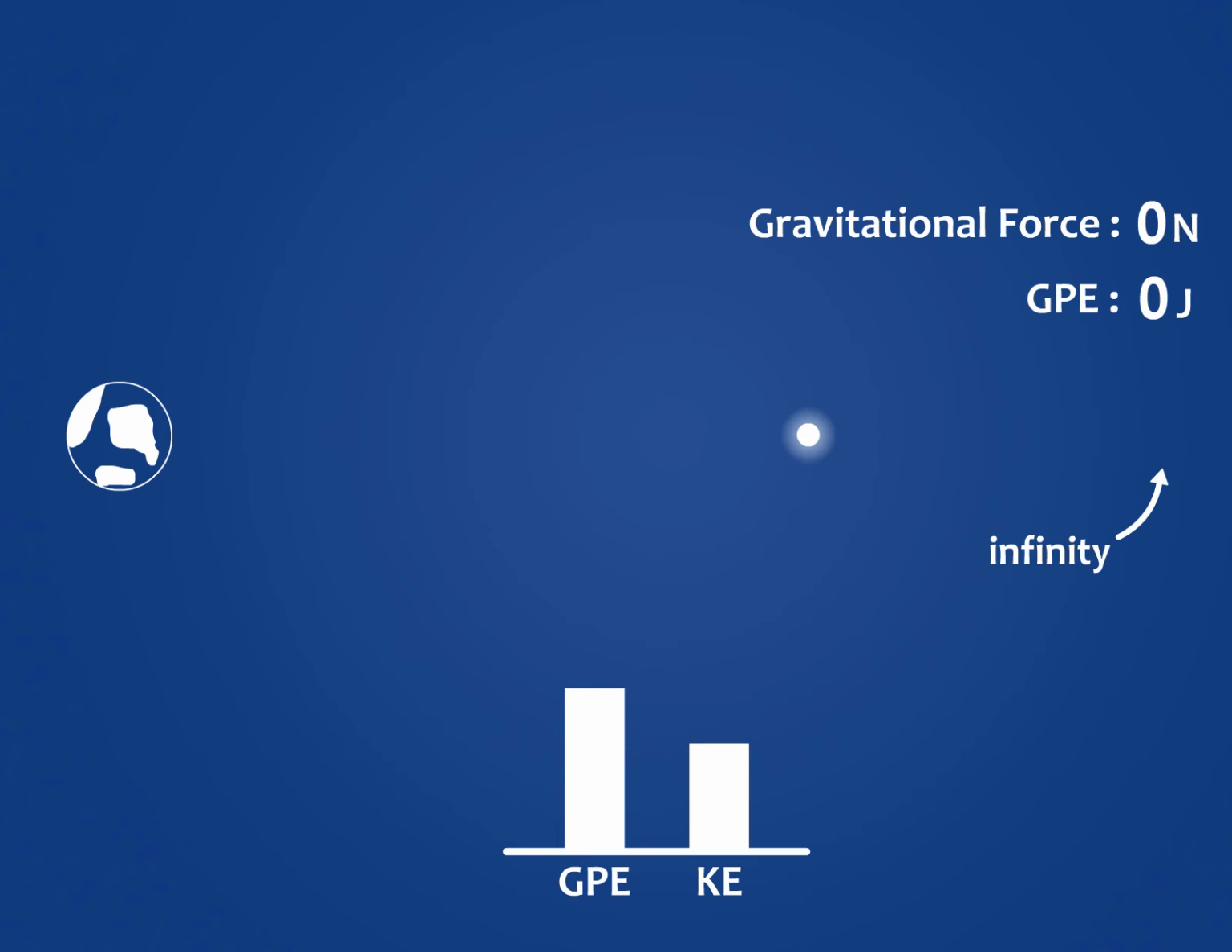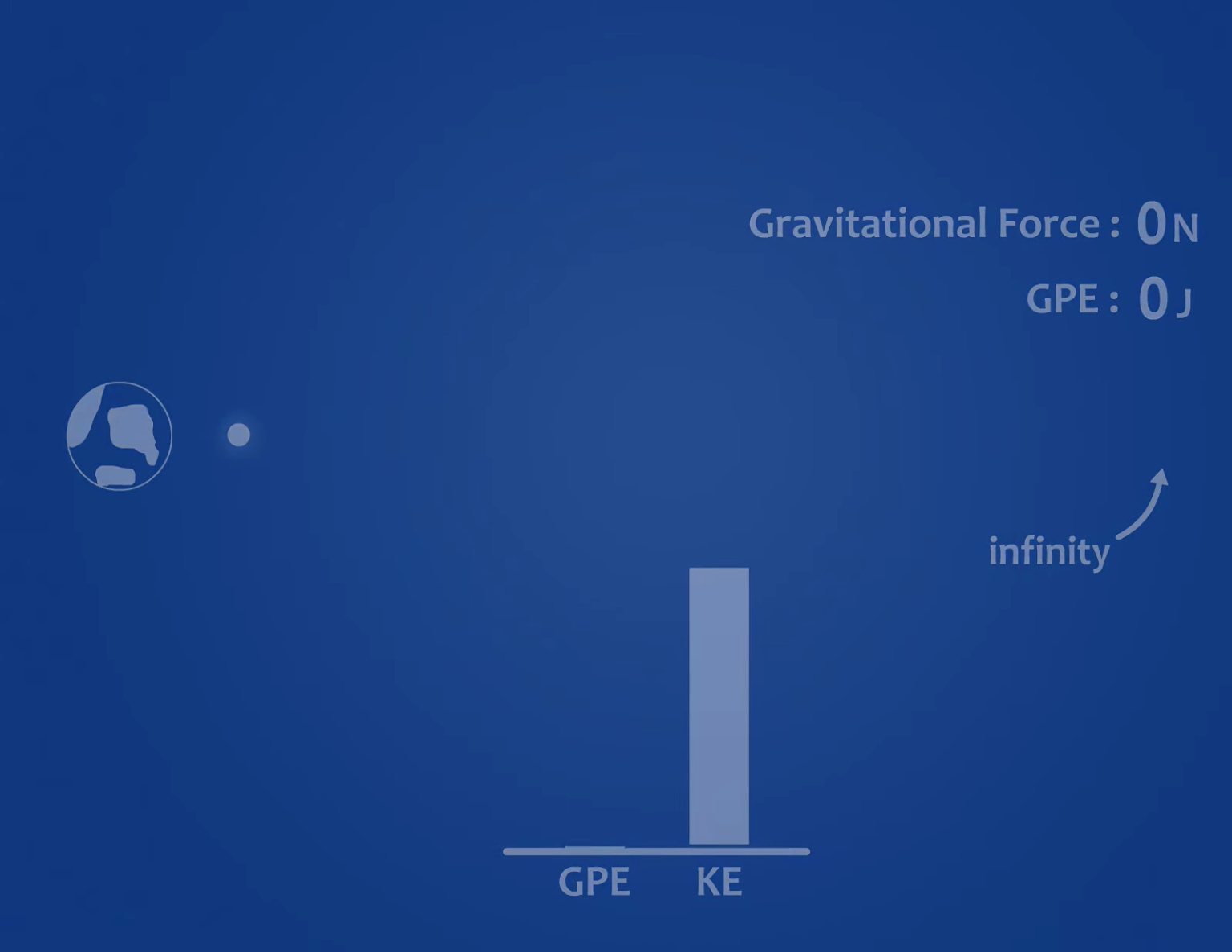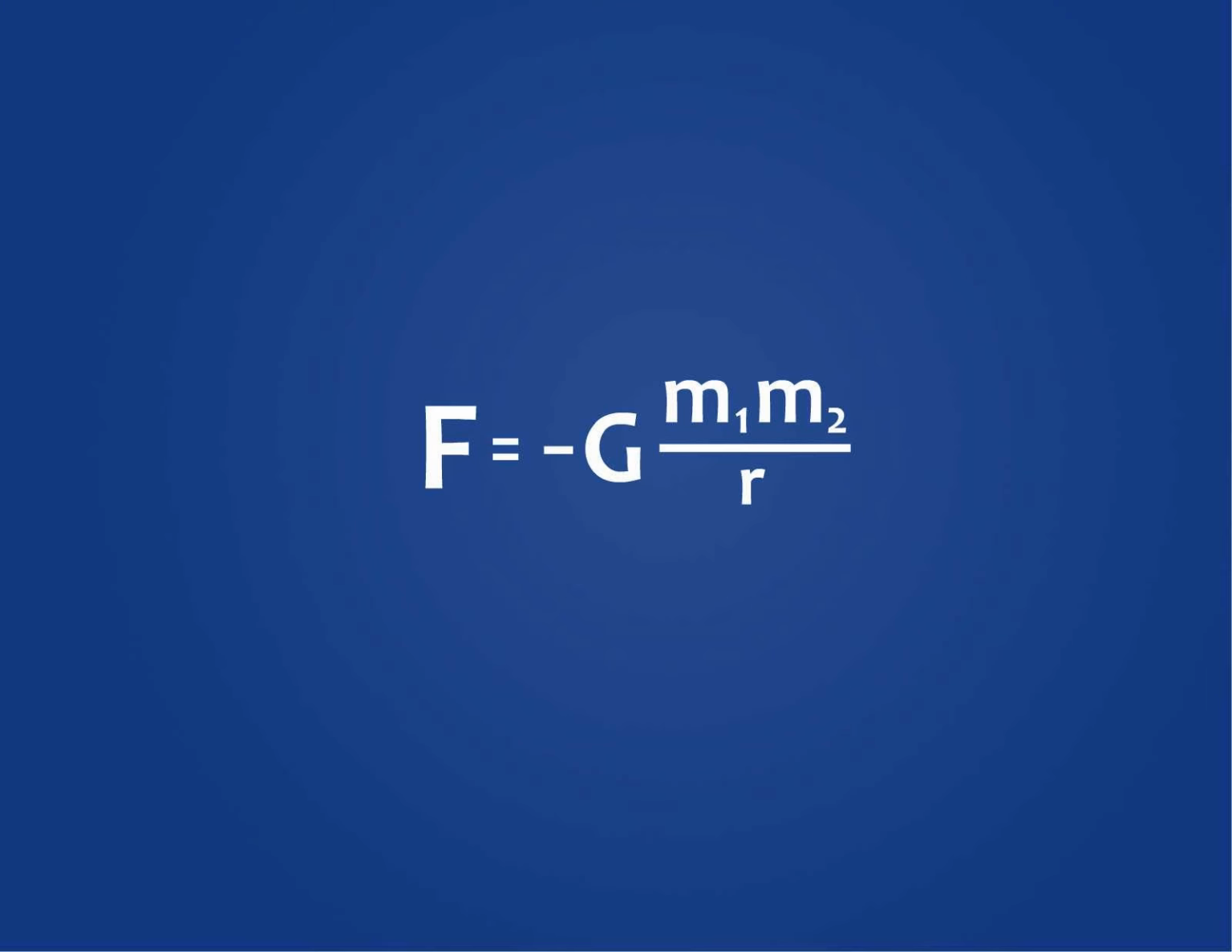As mentioned before, the gravitational potential energy at infinite distance is 0 joules. Thus, as the object travels closer to Earth, the object's gravitational potential energy decreases from 0 joules, making it a negative value. Thus, we can imply that the formula for GPE gives you a negative value, and physicists have found that the formula for GPE is negative G m1 m2 over r. It is similar to the formula for gravitational pull, except that the radius is not squared.